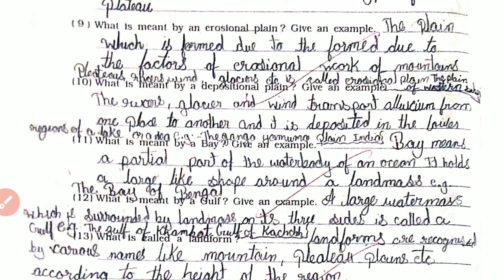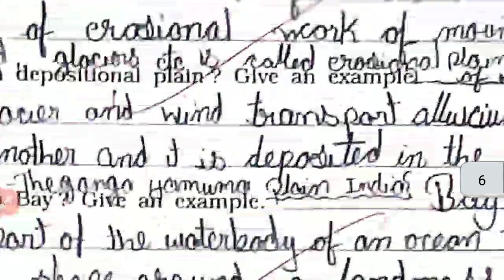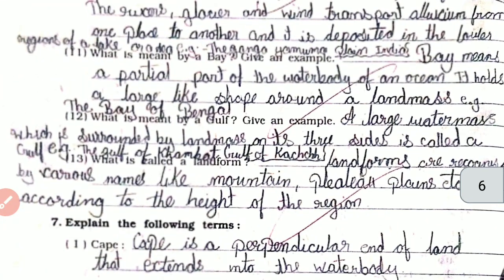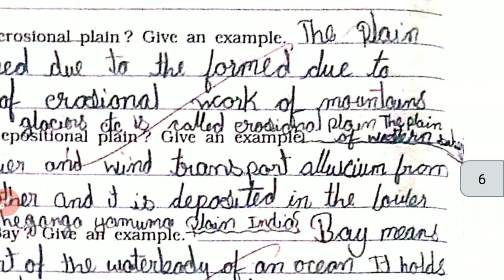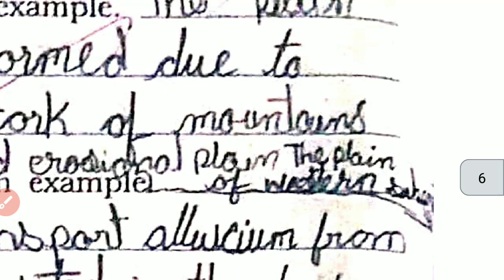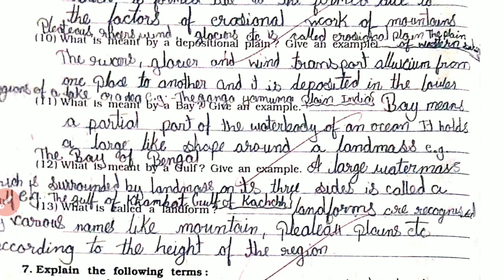What is meant by an erosional plain? Give an example. The plain which is formed due to the erosional work of mountain, plateau, river, wind, glacier, etc. is called erosional plain. Example: the plain of western Siberia. Friends, you should take a little care here: the erosional plain, the plain of western Siberia, this is Siberia. So 10 number, what is meant by a depositional plain?